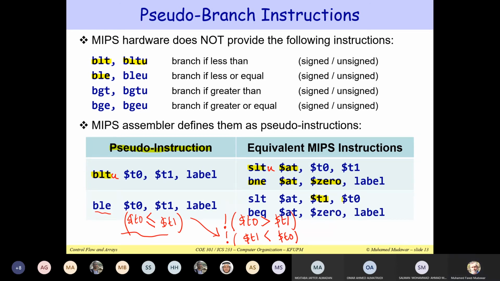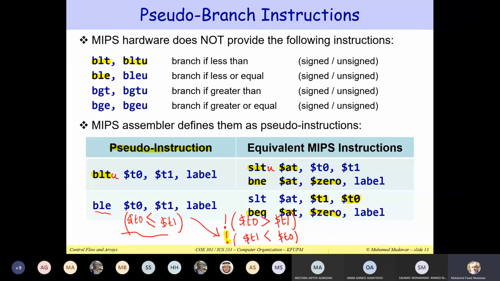Okay. So I would like to check if T1 is less than T0. And then we can say branch if equal. So we would like to branch if it is equal to 0. It means then the branch if it is false. This is why we have this not here. So I would like to branch if this is false. Do not branch if it is true.